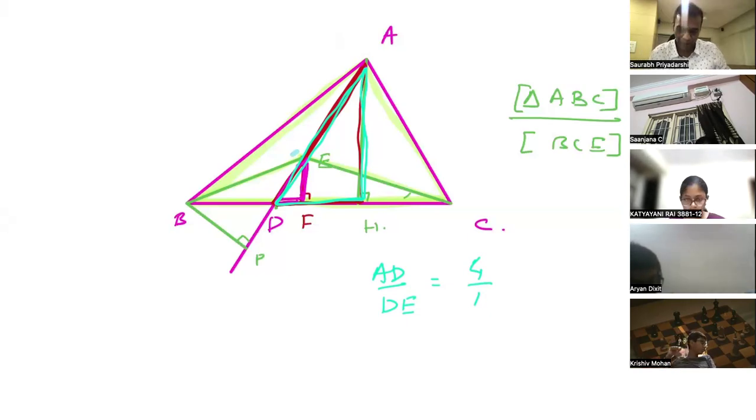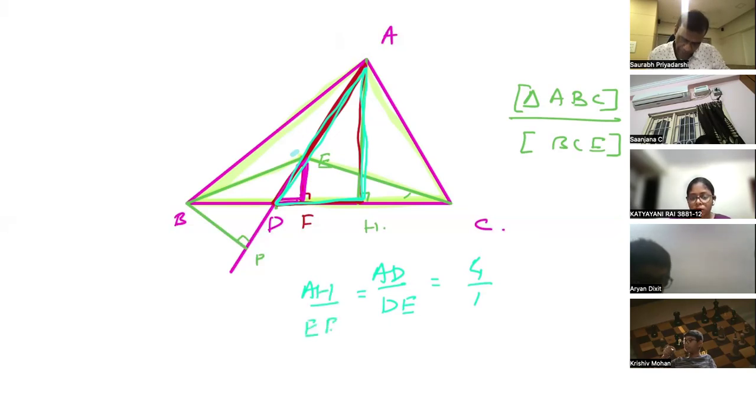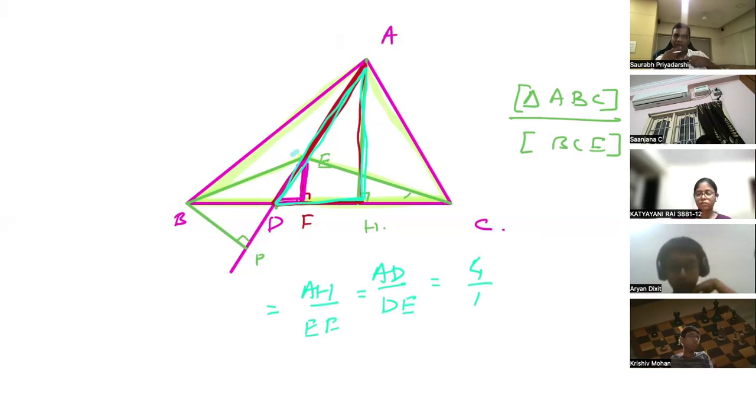Right? So only you have to find this now. AH upon EF, can I say this? AH upon EF is equal to AD upon DE, which is equal to 4:1. And that is the answer only. So 4:1. Is this okay? Right. So you just have to see how this is going.